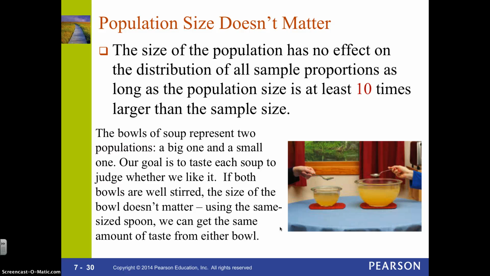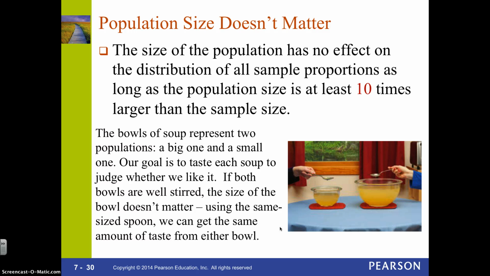If you look here, I have 2 bowls of soup, a small bowl and a large bowl. These represent a population. Do I need to take more spoonfuls out of the large bowl of soup to figure out what it tastes like? Probably not. As long as it's well stirred, you should be able to take 1 spoonful out of either bowl and know what it tastes like. I can use the same size spoon. That's the whole idea: it doesn't matter what the population size is.